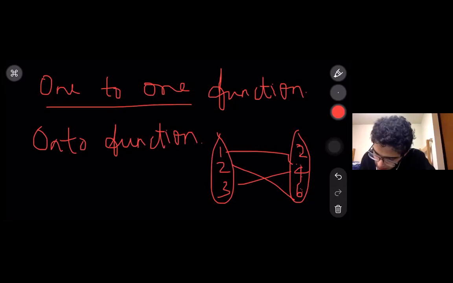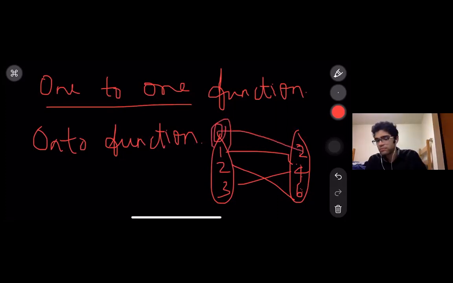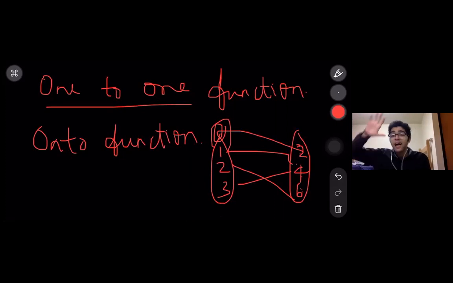But let me add another element here, 0, and let me add 0 to 2. This is still an onto function. It's not one-to-one anymore because 0 and 1 are mapped to the same thing, but it's still an onto function because all the elements in my codomain have some partner on the other side. Think of it that way.